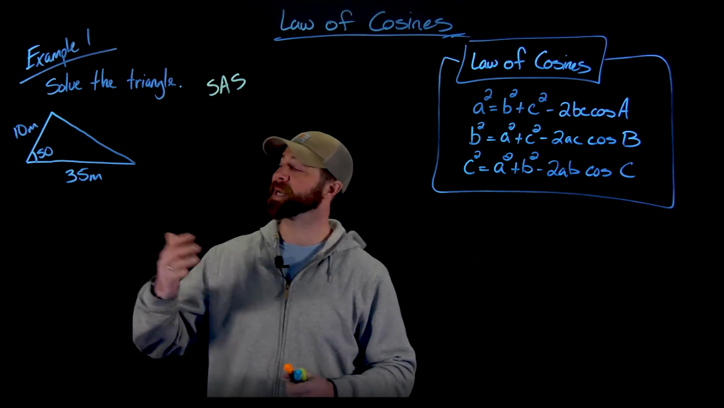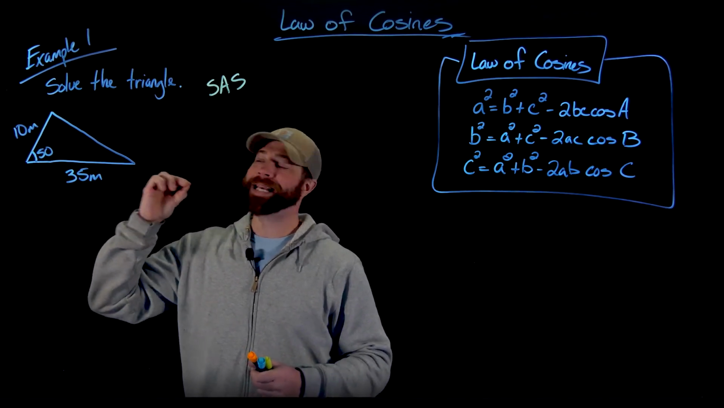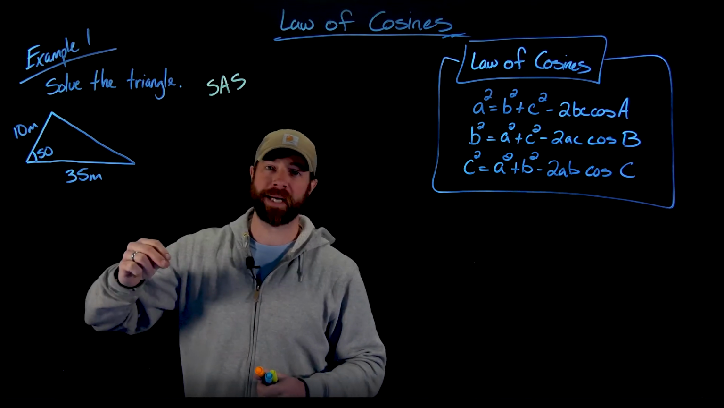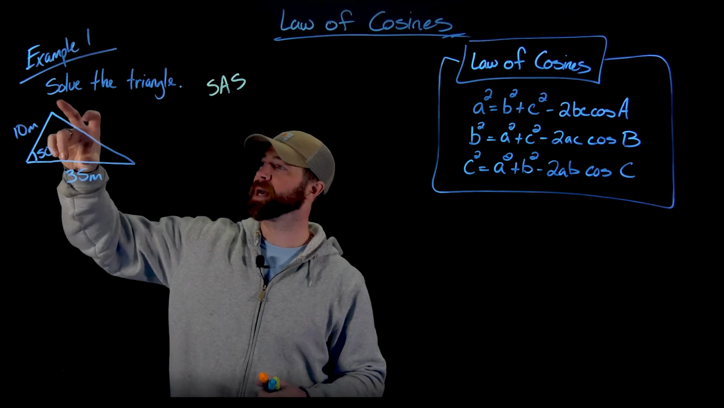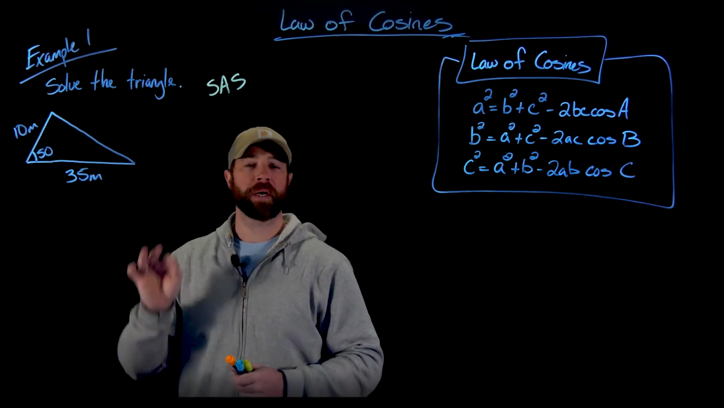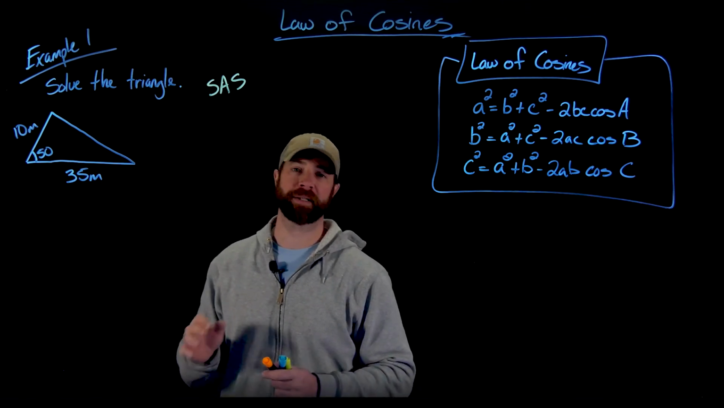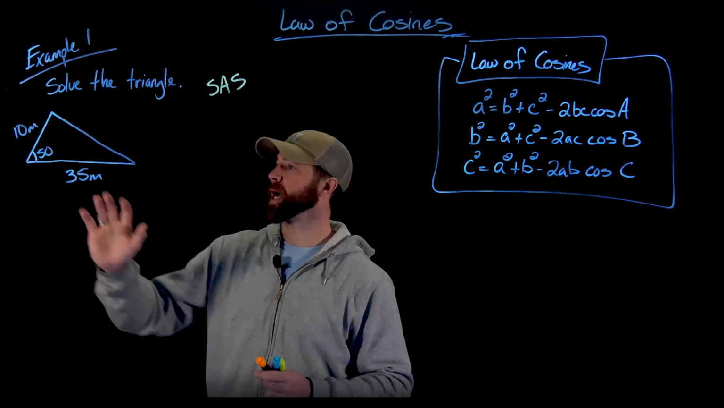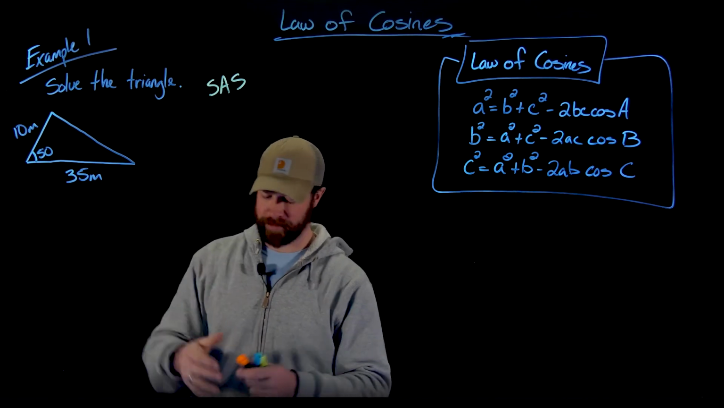Since this is a side-angle-side triangle, where I have two side lengths and this interior angle, I need to make sure I use the law of cosines because the law of sines won't work. There's no combination of a side length and an angle that I know. But after just one step of the law of cosines, I can then use the law of sines, which is really sweet. So I have this SAS, or side-angle-side, triangle. I need some labels here.